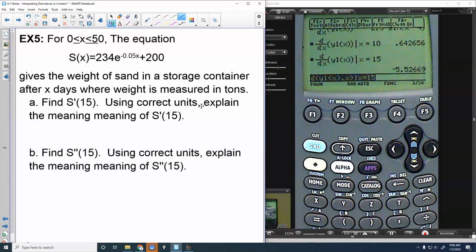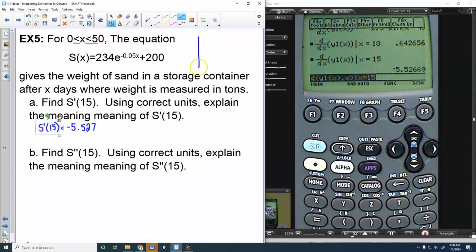Okay, so if I'm doing this problem, I don't need to write down any of the work because this is calculator active and they are assuming you're going to do that work on your calculator. You do need to write down s prime of 15. Don't just write down that number. You need to label what you have found, and you're going to say negative 5.527 there.